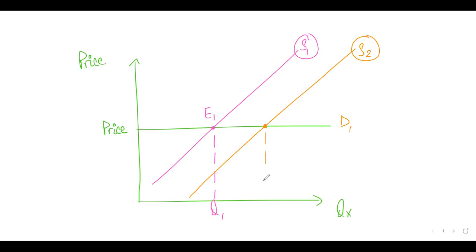So this will become your new equilibrium. You can see that equilibrium quantity has increased from Q1 to Q2, right? And this is your new equilibrium, so we can label it as E2, but the price level has stayed the same.